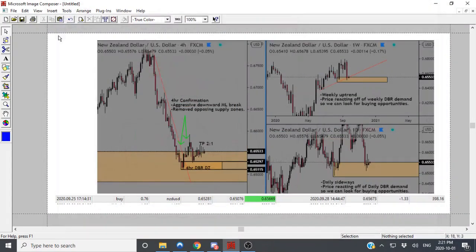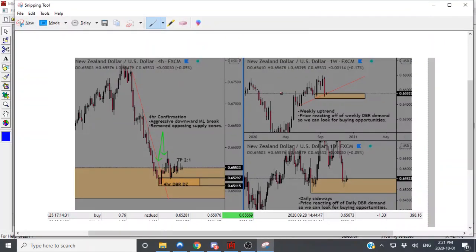Let me do this so I can draw on it. Ooh, that's a horrible arrow. I'm having a beer right now, so just don't worry about that. I blame the beer.